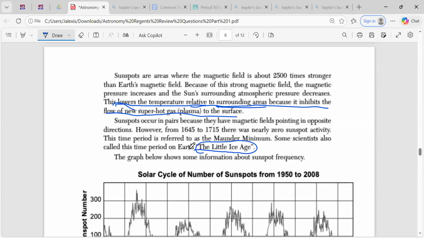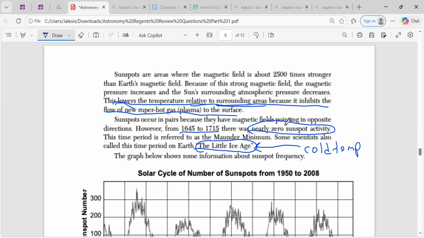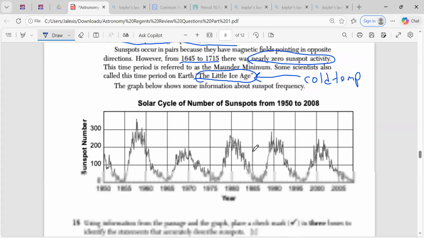So this time period, 1645 to 1715, they called it the Little Ice Age, right? Any period that's referred to as Little Ice Age must refer to cold temperatures. All right. And they said during this time period, what was the sunspot activity? It was nearly zero. So nearly zero sunspot activity, Little Ice Age. Nearly zero sunspot activity led to Little Ice Age.